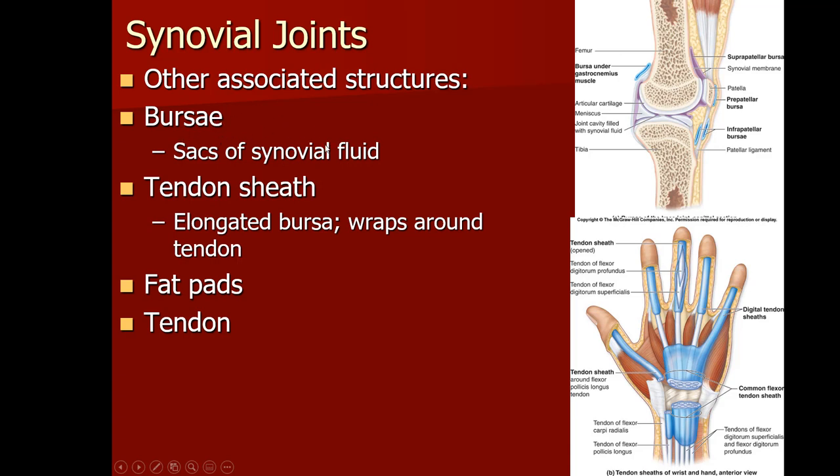You get bursa. Bursa are sacs of synovial fluid, kind of like little water balloons, strategically placed at various places around joints to help cushion and reduce friction. And then some of these bursa become really long like this. And when you get a long bursa surrounding a tendon, it's called a tendon sheath. But the concept is the same for bursa and tendon sheath. They're kind of like water-filled balloons that are there to reduce friction and absorb shock and protect.